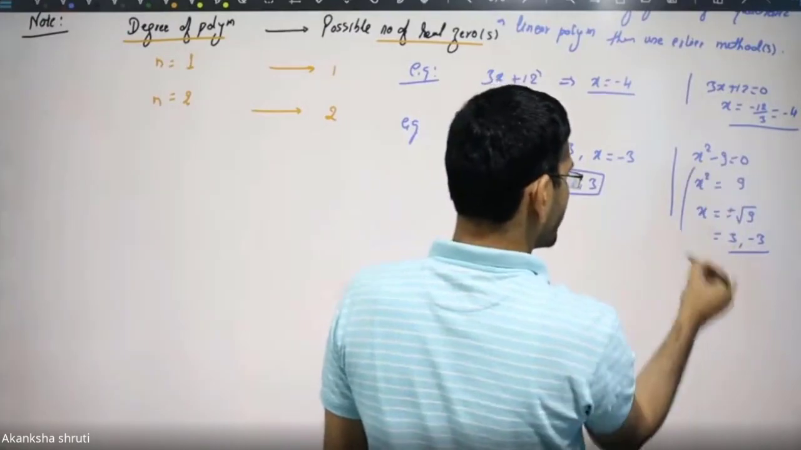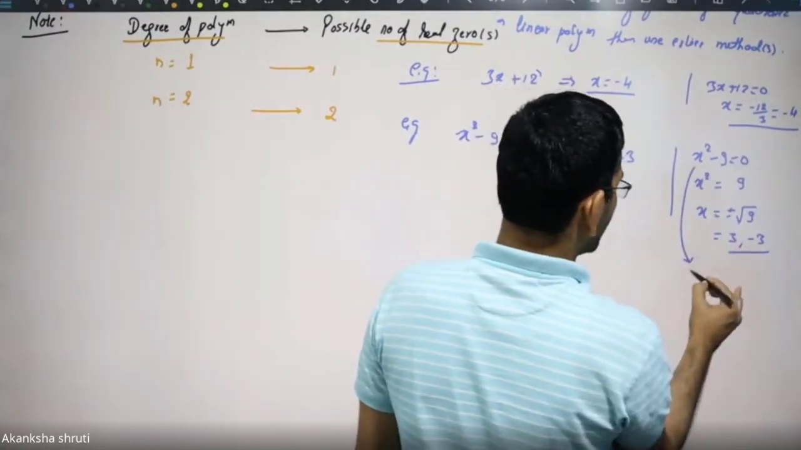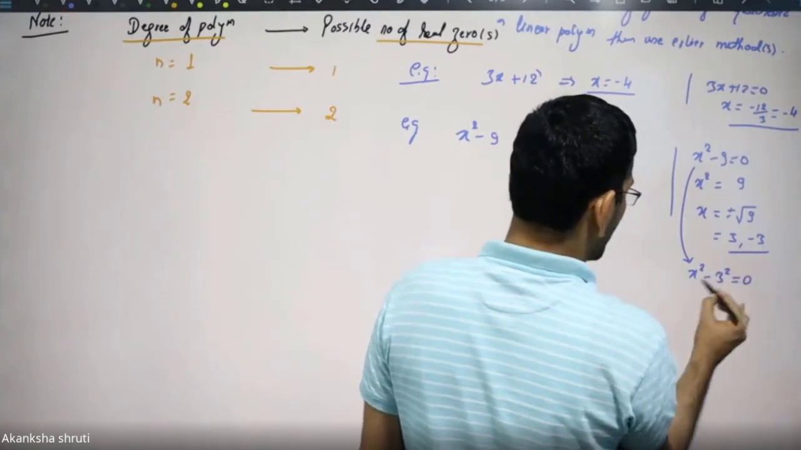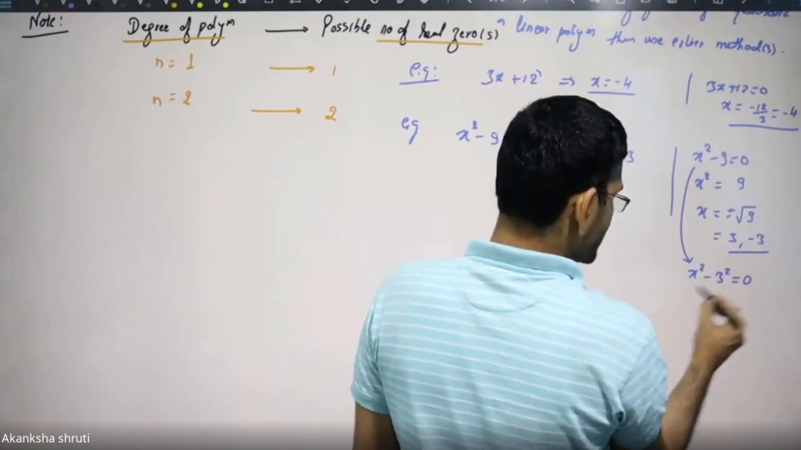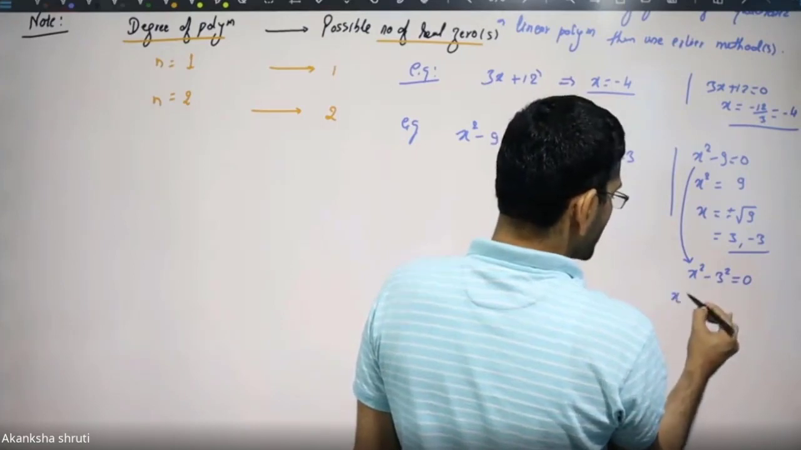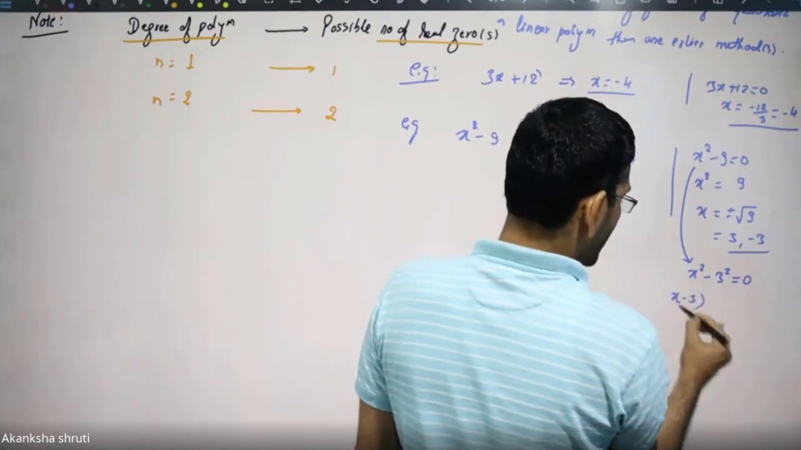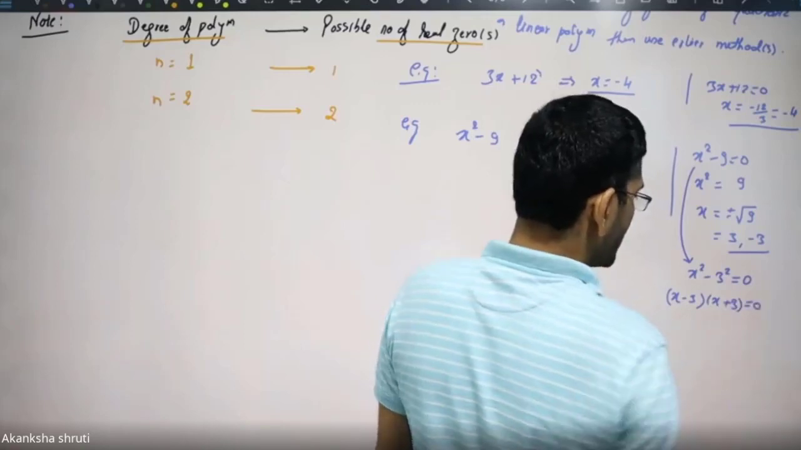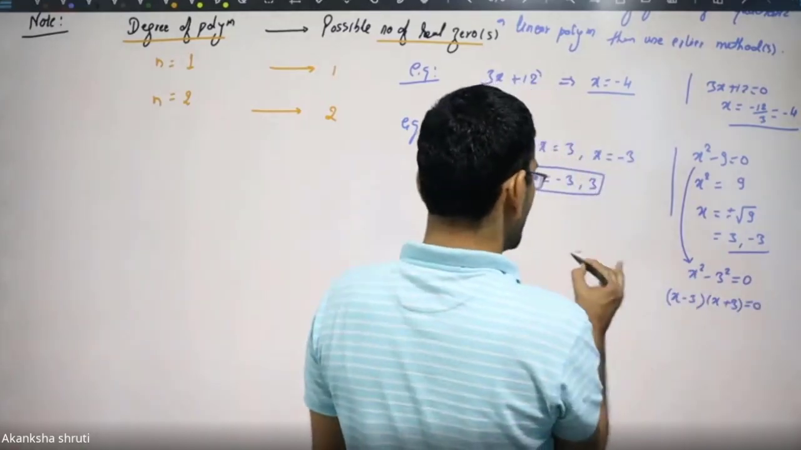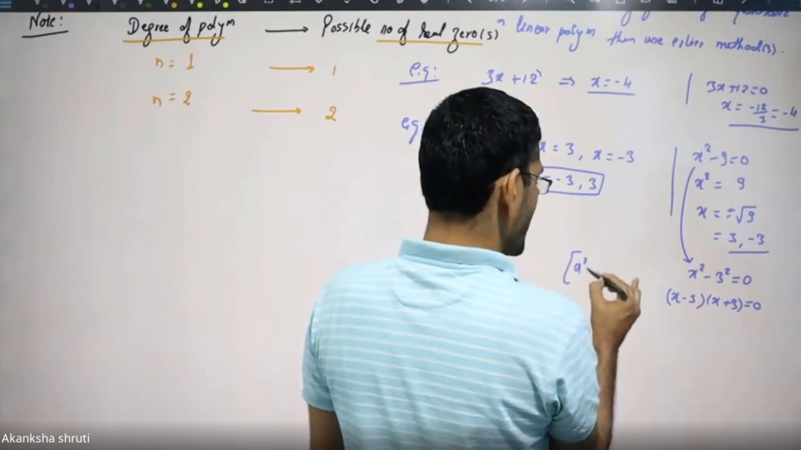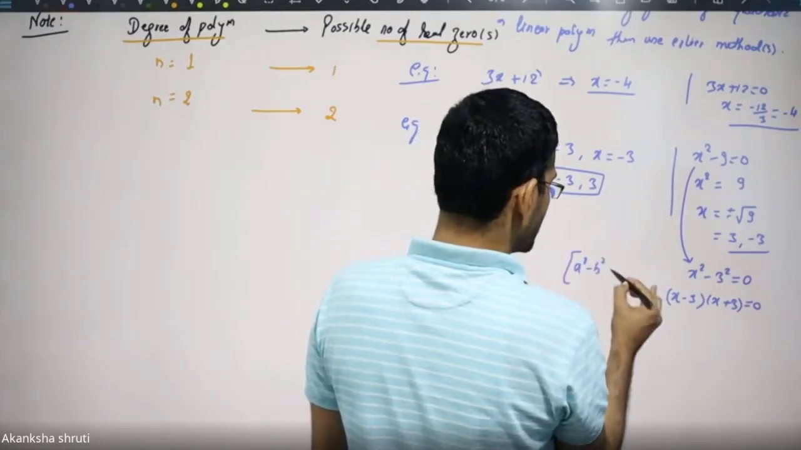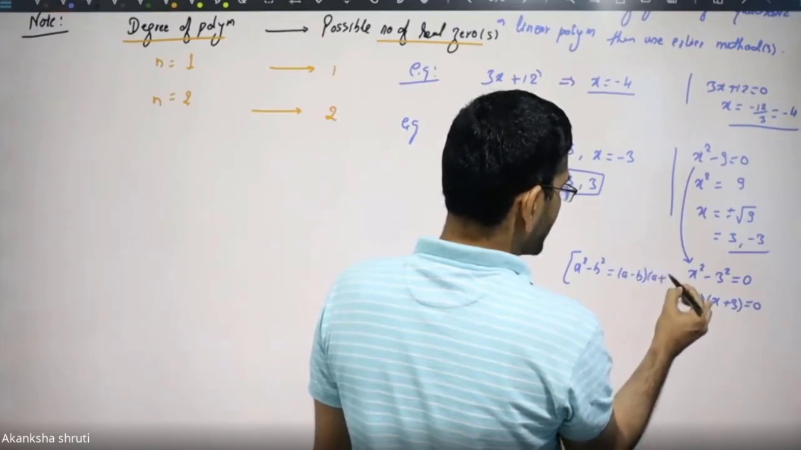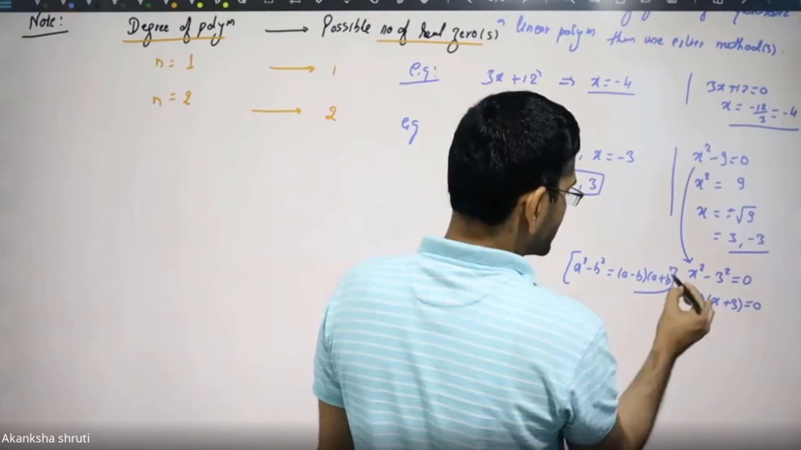Or the other way is that this can be written as x square minus 3 square equals 0. Break it into a plus b and a minus b. So x minus 3 and x plus 3 is equated to 0. Here I have used the identity a square minus b square, which can be written as a minus b into a plus b. I have used this identity, students.